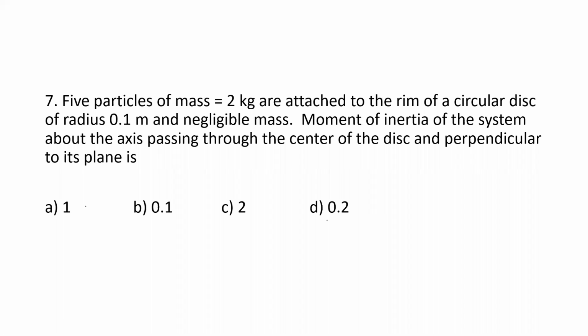Next question. 5 particles of mass 2 kg are attached to the rim of a circular disc of radius 0.1 meter. The radius of the disc is given. Its mass is 2 kg, and the moment of inertia of the system about the axis passing through the center of the disc and perpendicular to its plane is given by. Here the moment of inertia we need to find out. They have given mass and radius.